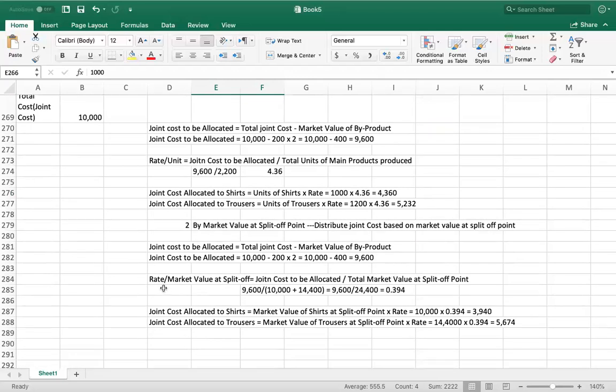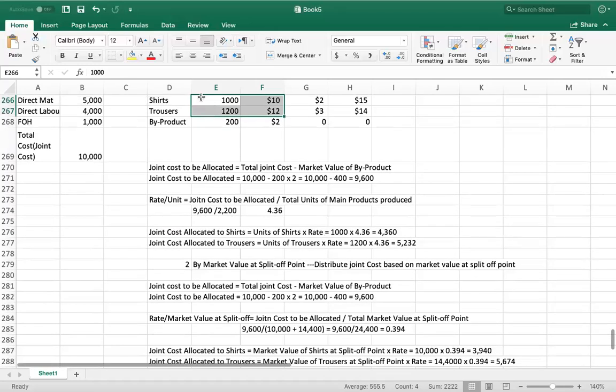Now you will calculate the rate. The rate is equal to the joint cost to be allocated, 9,600, divided by the total market value at separator point. You see 1,000 multiplied by 10 is 10,000, plus 1,200 multiplied by 12, that is 14,400. So 9,600 divided by 24,400 will give us a rate of 0.394.